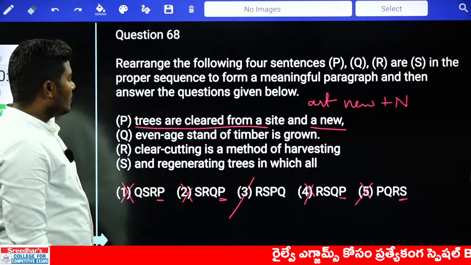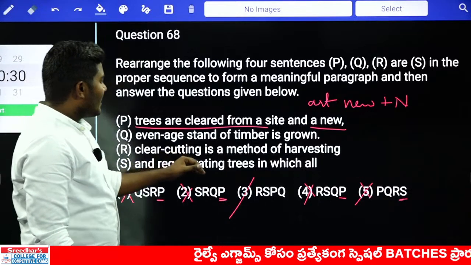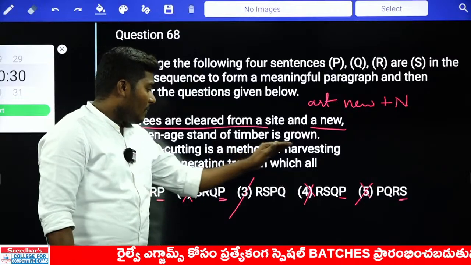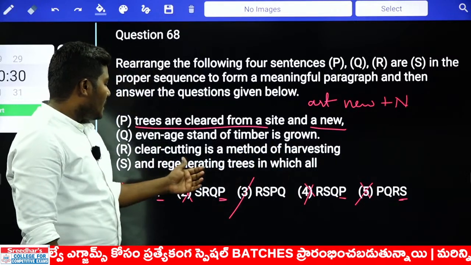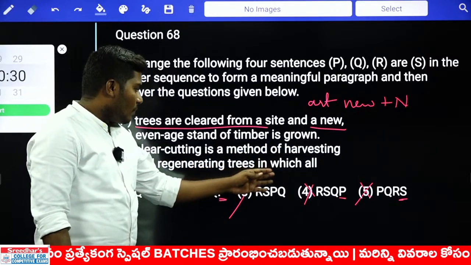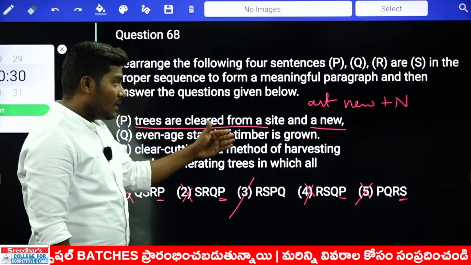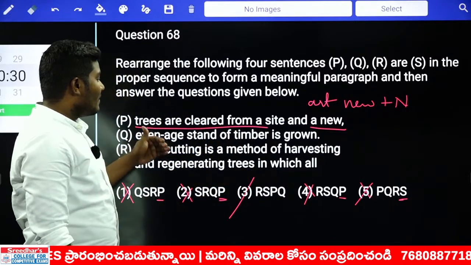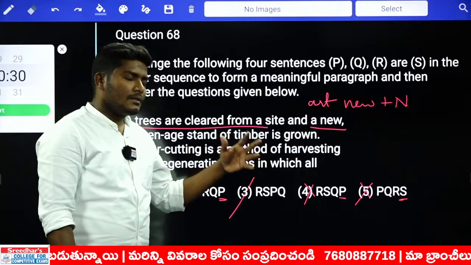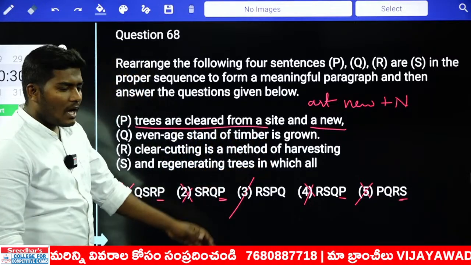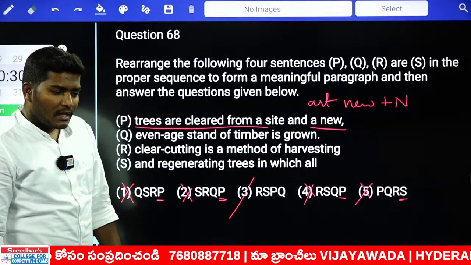Let us now try to finalize that. Clear cutting is a method of harvesting and regenerating trees in which all trees are cleared from a site and a new even age stand of timber is grown. Absolutely correct answer. The answer is option 3. Have you all got the correct answer? Very good.